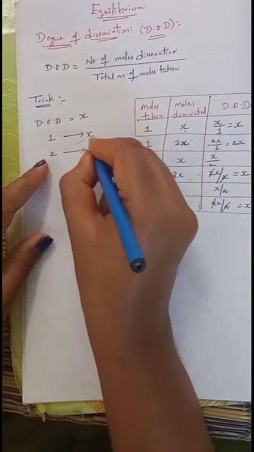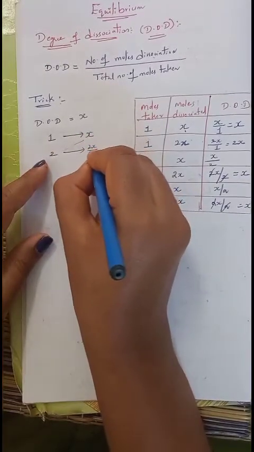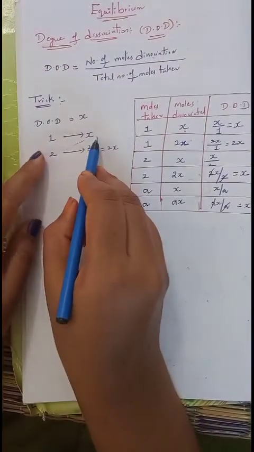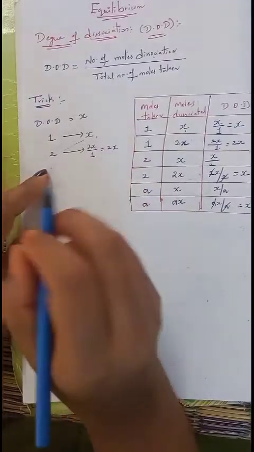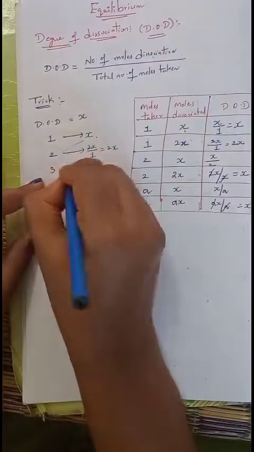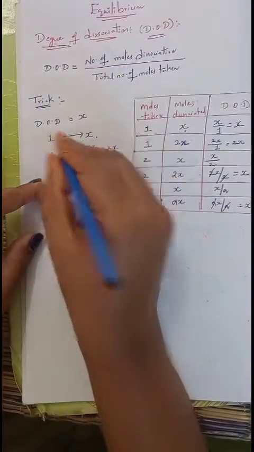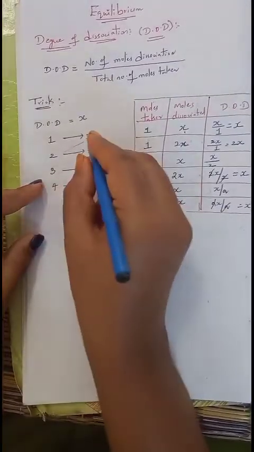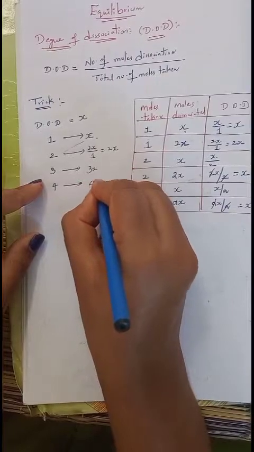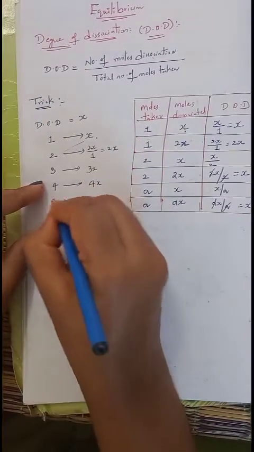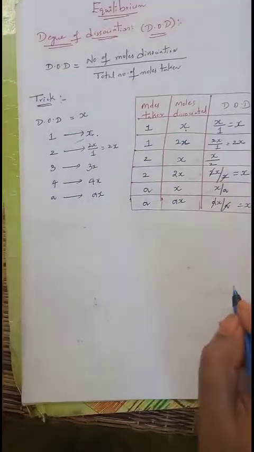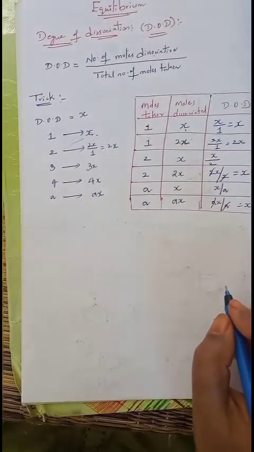That is 2X divided by 1, which equals 2X. That means 1 mole dissociates into X, and 2 moles dissociate into 2X. For 3 moles, 3 into X divided by 1, that is 3X. For 4 moles, 4 into X divided by 1, that is 4X. For A moles, A into X divided by 1, that is AX. Like that, we calculate the degree of dissociation.